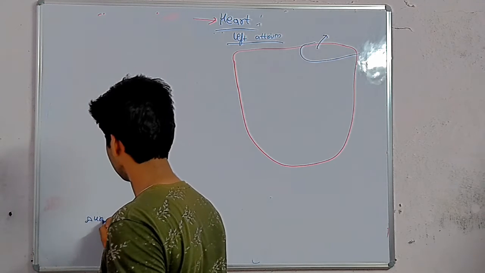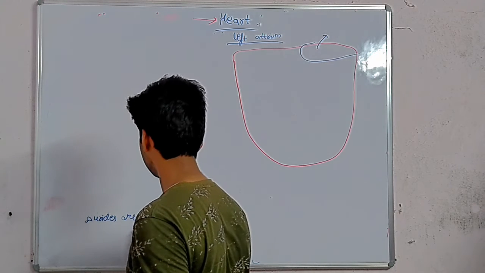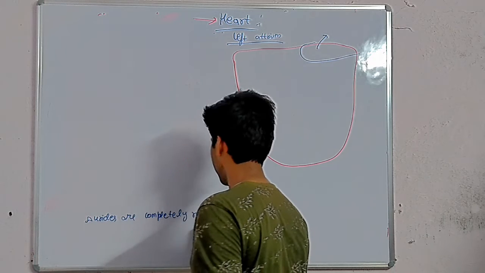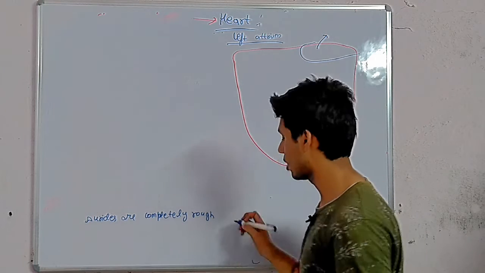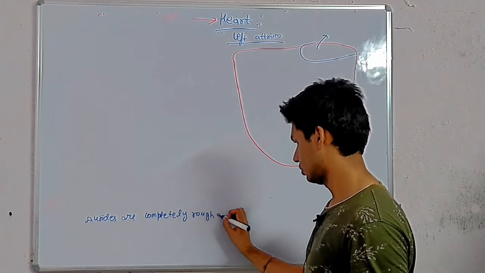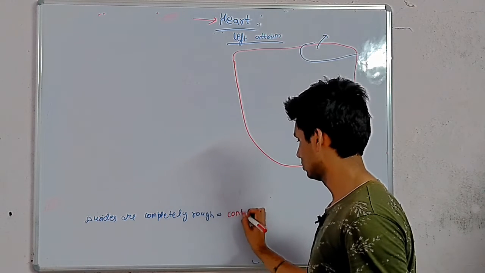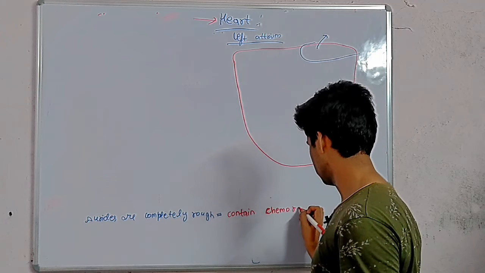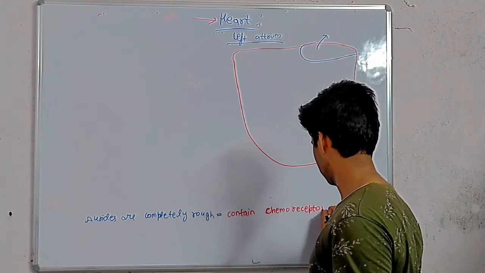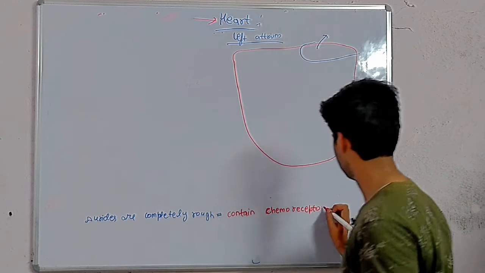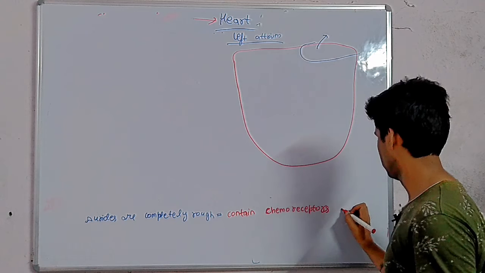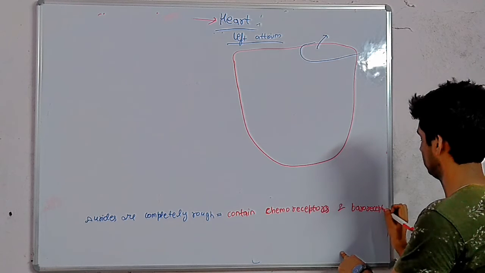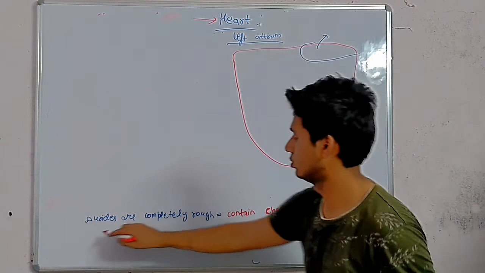Auricles are completely rough and contain some important receptors like chemoreceptors and baroreceptors. So they play an important role.